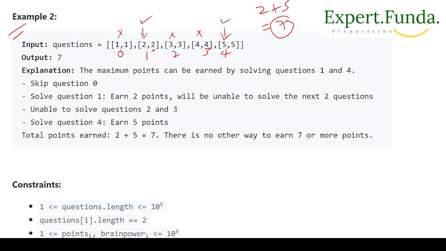Okay, so I think you got it. So these are the constraints we have been given. questions.length is greater than or equal to 1 and less than or equal to 10 to the power 5. questions[i].length equals 2, and points is greater than or equal to 1. And brainpower is less than or equal to 10 to the power 5. So as per the question, these are the constraints.